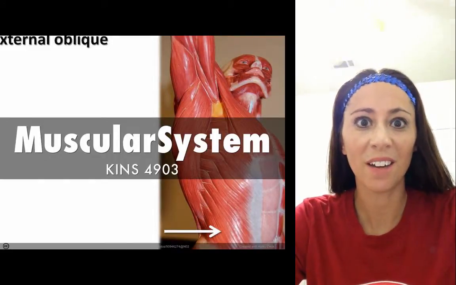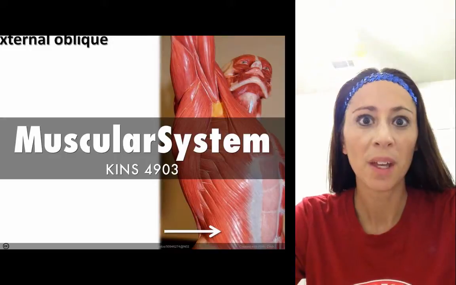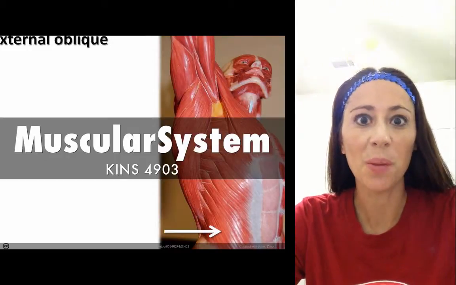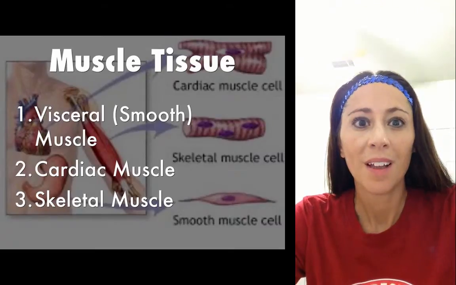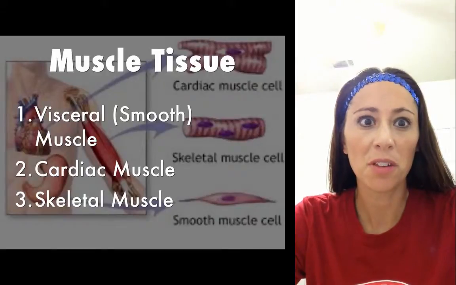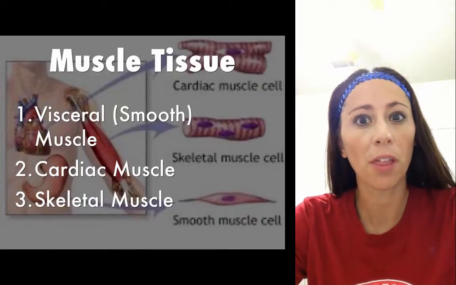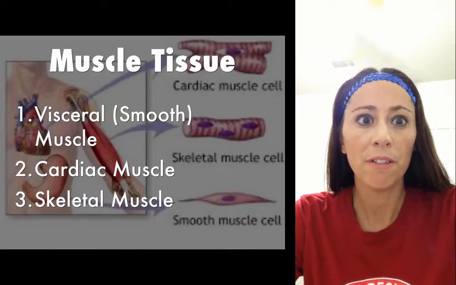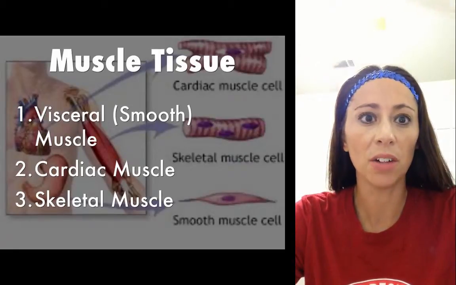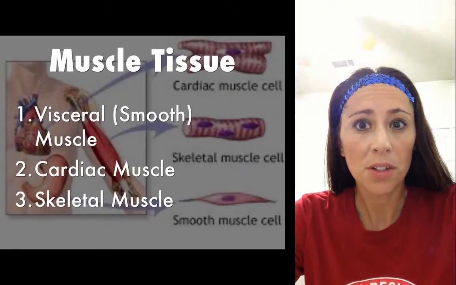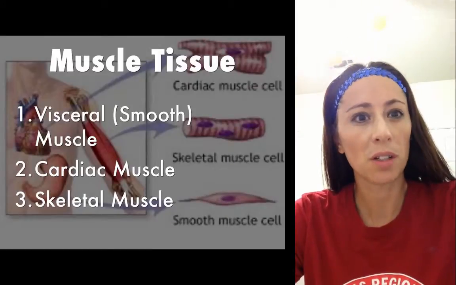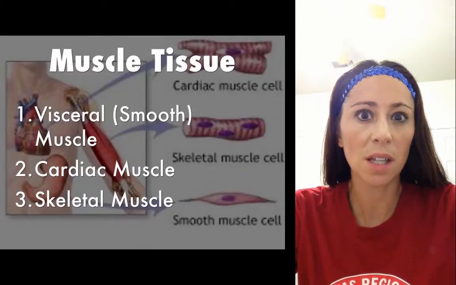Welcome to Kinesiology 4903. This week's mini lecture is on the muscular system. The muscular system is responsible for the movement of the human body. There are three types of muscle tissue: visceral, cardiac, and skeletal. Visceral muscle is found inside the organs, for example, the stomach, intestines, and blood vessels.